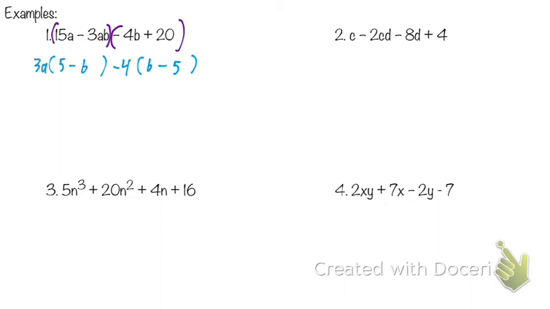All right. So now, does this step look familiar again? I really hope it does, okay? Because this 5 minus b and b minus 5, are those the same thing? Yeah.